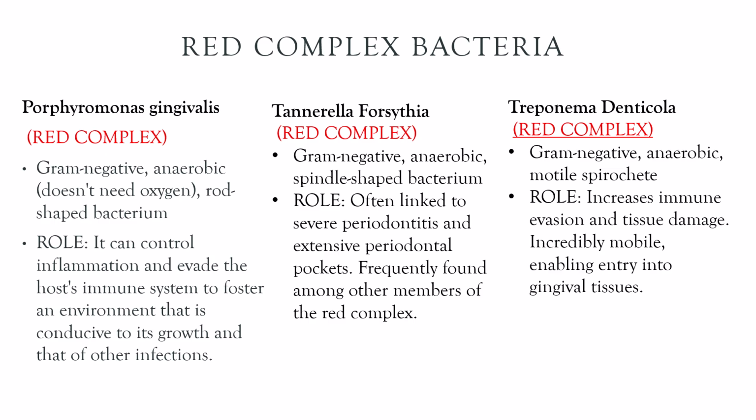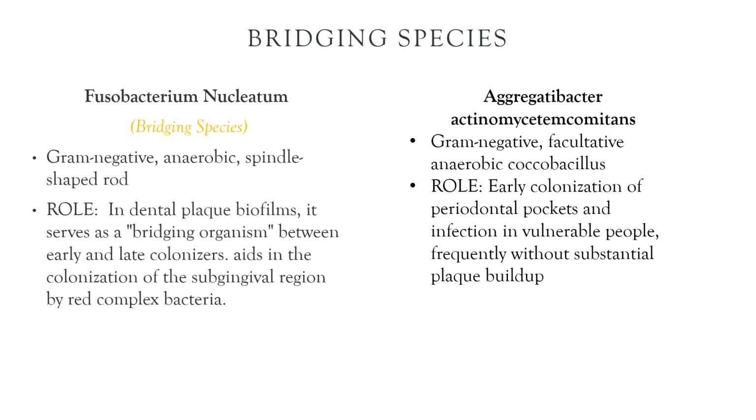A couple bacteria that are associated with the pathogenesis of periodontal disease are P. gingivalis, Tannerella forsythia, and T. denticola. These are the 3 red complex bacteria. They're all gram-negative and anaerobic. A couple other bacteria that are associated with pathogenesis of periodontal disease are the Fusobacterium nucleatum, which are the bridging species, and Aggregatibacter actinomycetemcomitans. These are gram-negative facultative anaerobes.